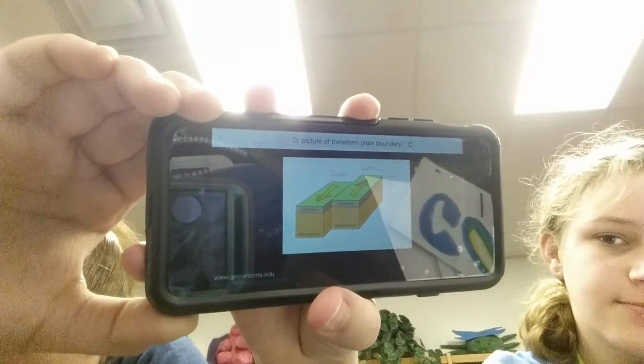Earthquake facts. The largest recorded earthquake in the United States was a magnitude 9.2 that struck Prince William Sound.